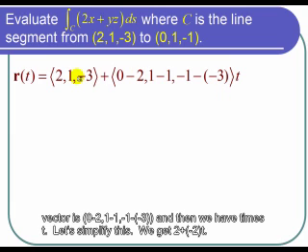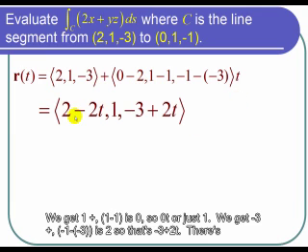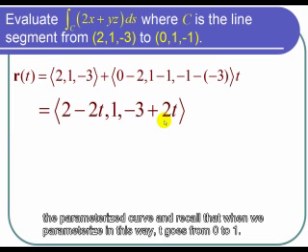So let's simplify this. We get 2 plus -2t. We get 1 plus 1 minus 1 is 0, so 0t, or that's just 1. And we get -3 plus (-1 minus -3 is 2), so that's -3 plus 2t. So there's the parameterized curve.